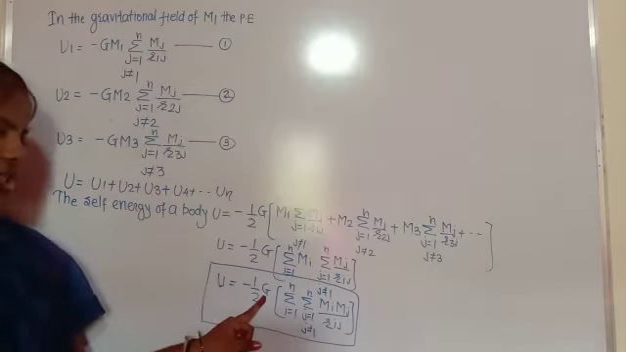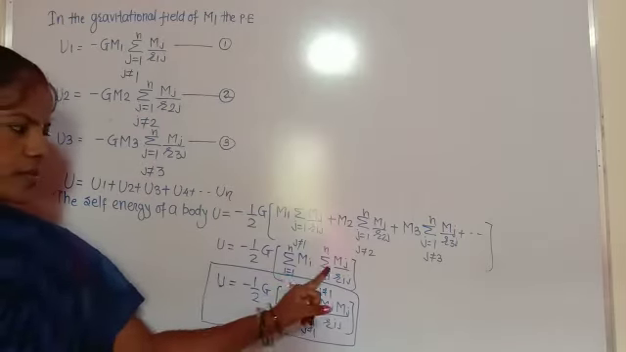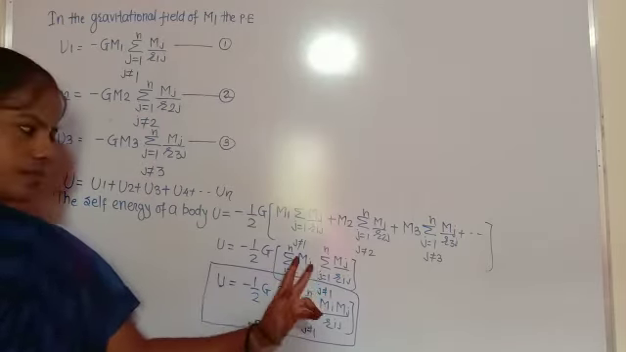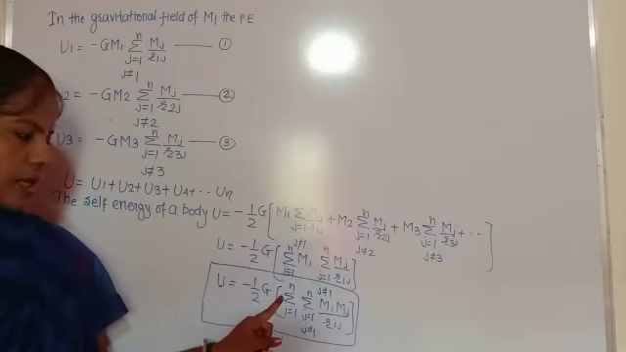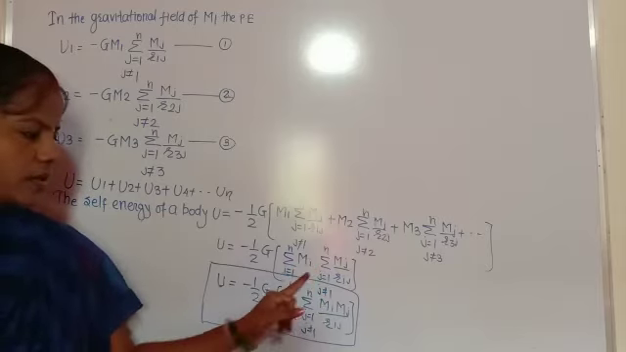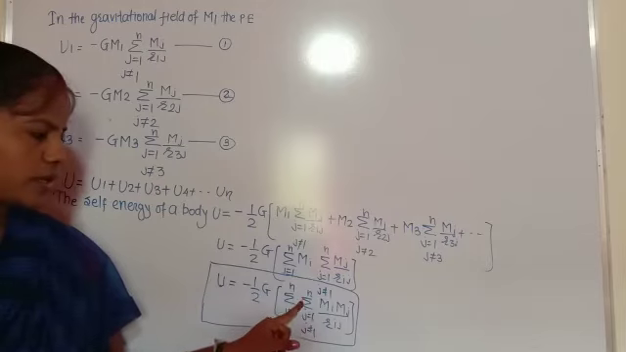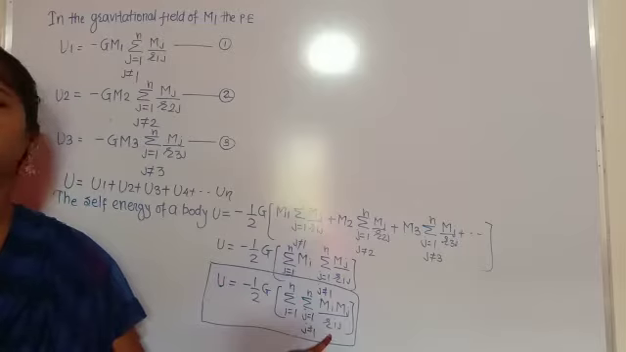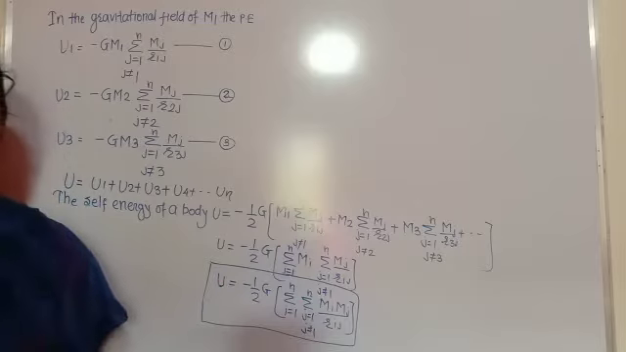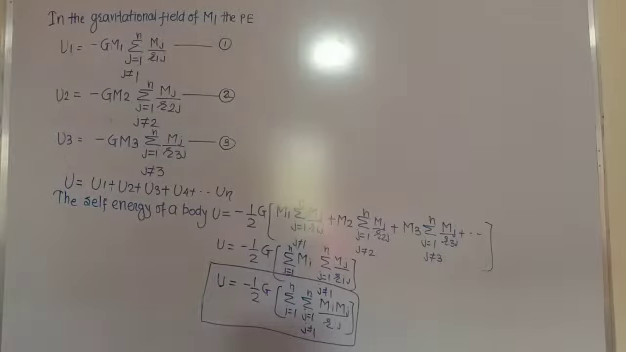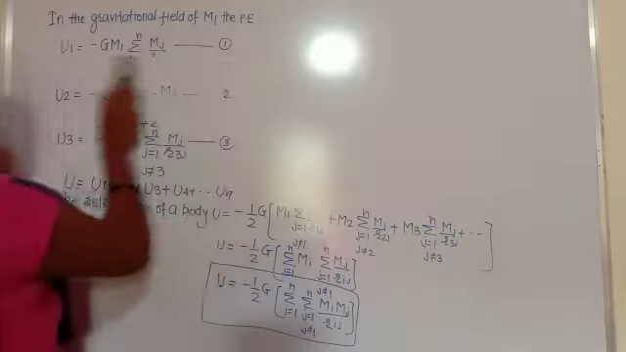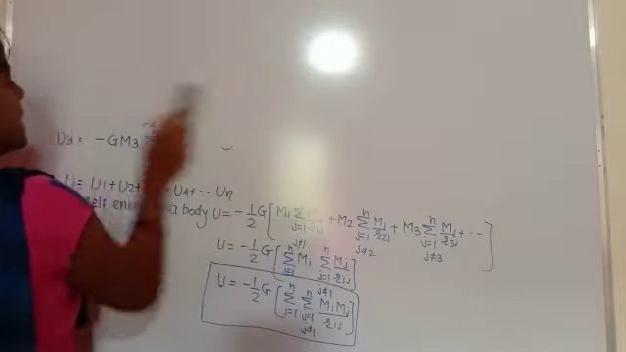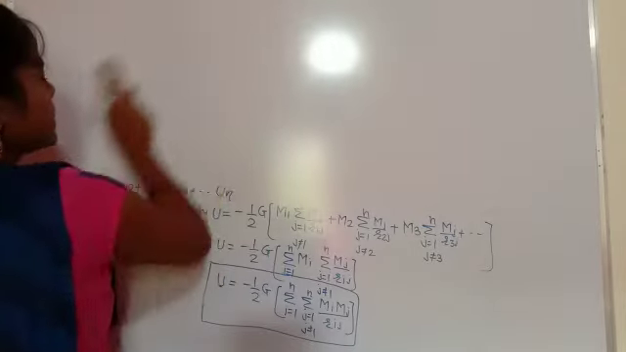That is, U is equal to minus 1 by 2 G summation. We write this summation in the mixed form, that is summation i equals 1 to n, summation j equals 1 to n, mi mj divided by rij. So this is the expression for the gravitational self energy of the body consisting of n number of parts. Okay, then we will see the physical significance of this equation.